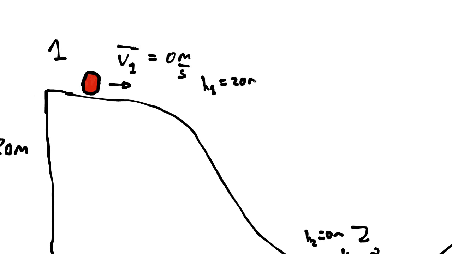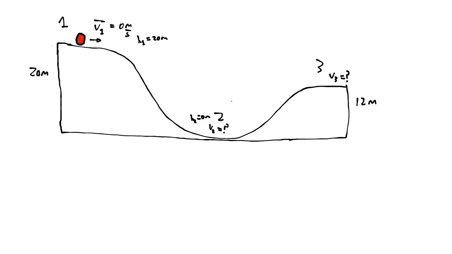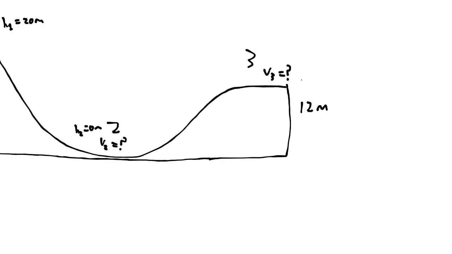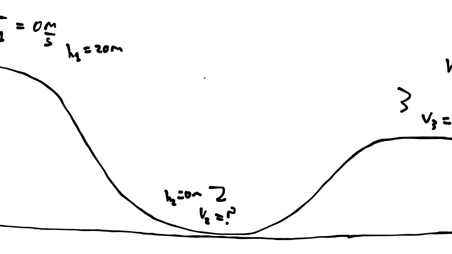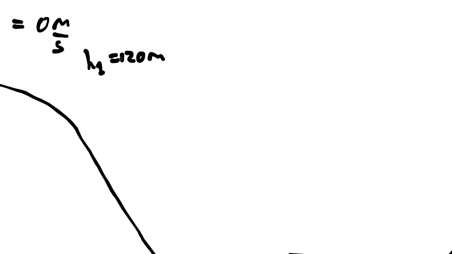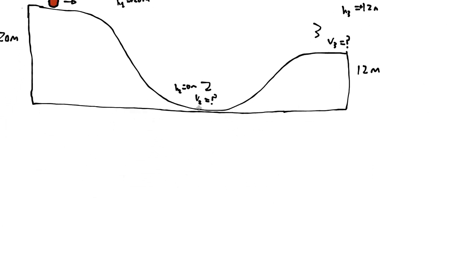It's important that you do this because height 1 is 20 meters more than height 2, and then height 3 is 12 meters more. Height 3 is 12 meters more than height 2. And then actually I'll set this to positive. It's positive 20 meters. Anyway, so let's go into finding velocity 2.